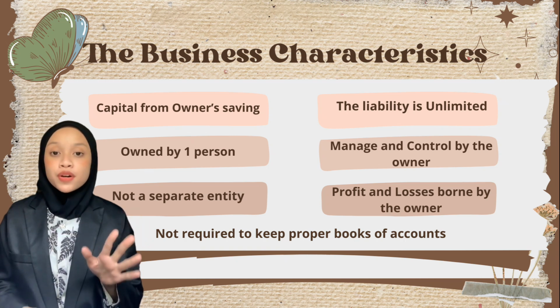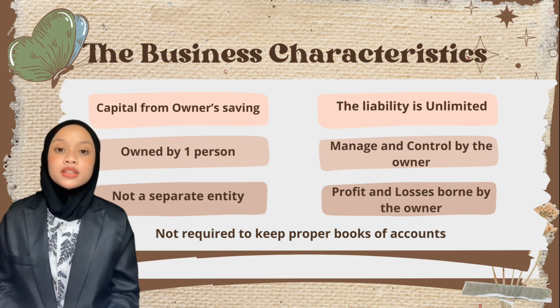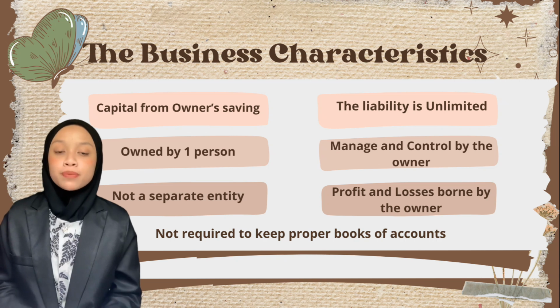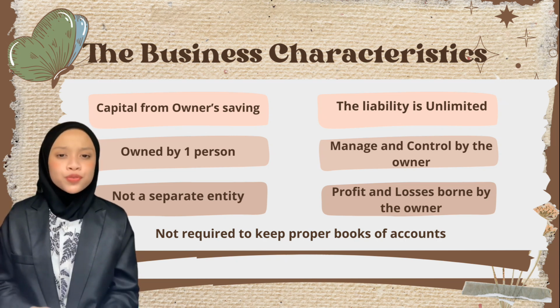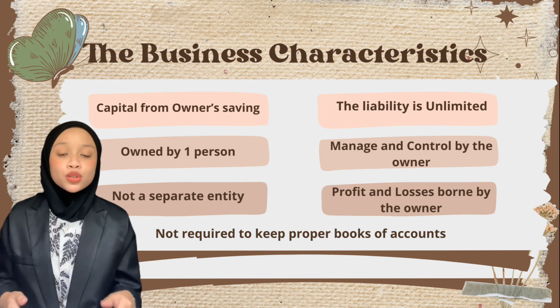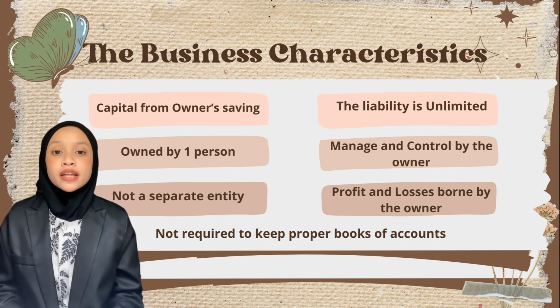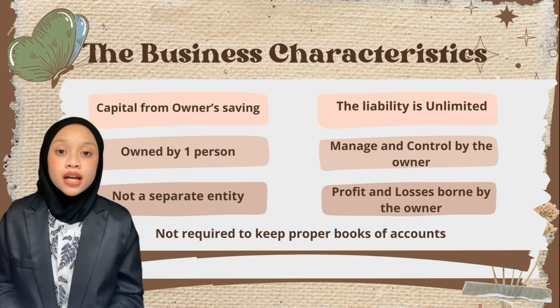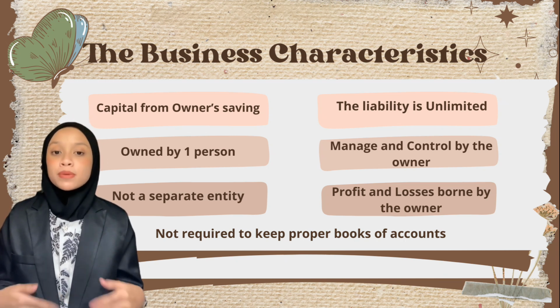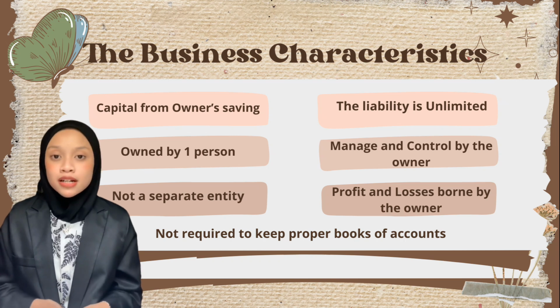Number 5, management and control is by the owner. The owner looks for employees, and the owner has the power to fire their employee if things happen that are not wanted. In addition, the owner is also assisted by her own family members to develop her business.